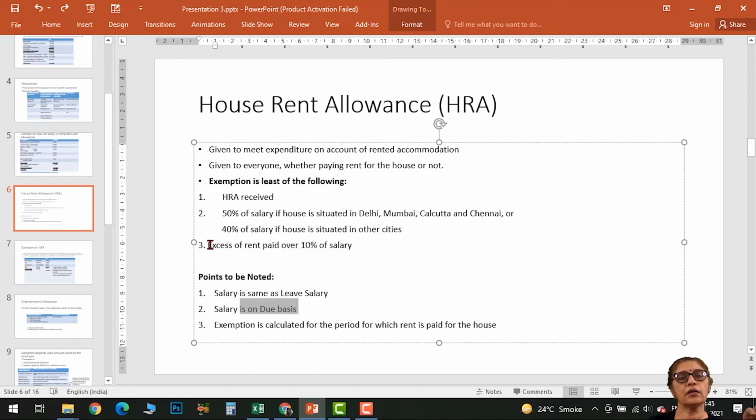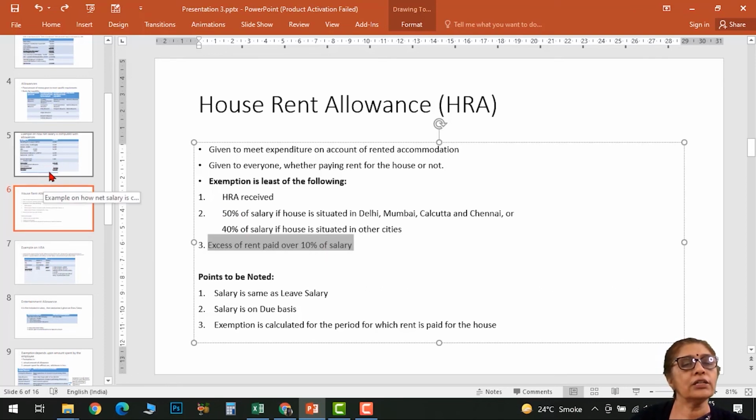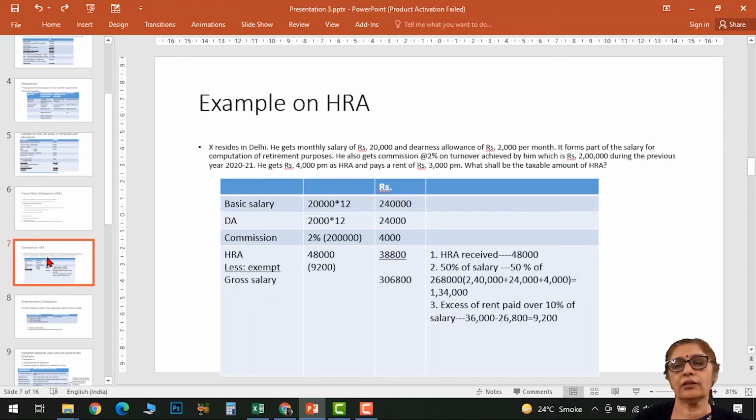And third is rent paid over 10% of salary. So we have rent paid, how much rent you are paying, minus 10%. Which salary? Same salary. The salary of which you have taken 50%, of the same salary we now take 10%. Okay. So let's understand this with the help of an example.